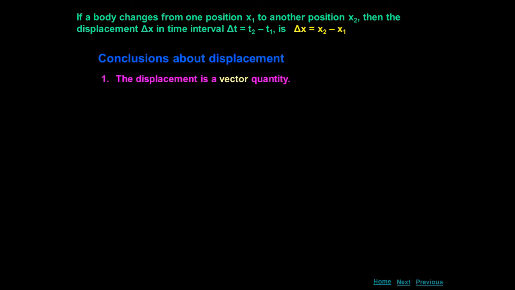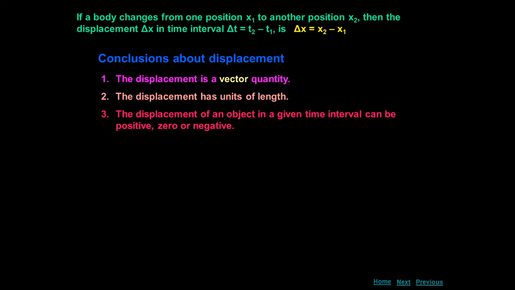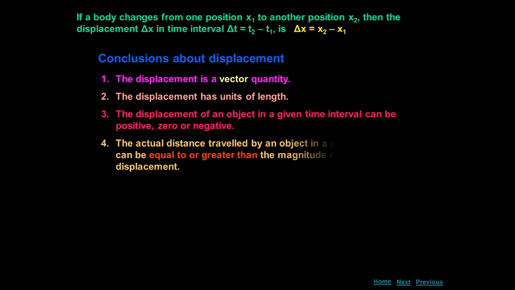Now some facts about displacement. Displacement is a vector quantity. Its unit is that of length. The displacement of an object in a given interval of time can be positive, can be zero, or may be negative. The actual distance travelled by an object in a given time interval can be equal to or greater than the magnitude of the displacement. So distance cannot be negative.